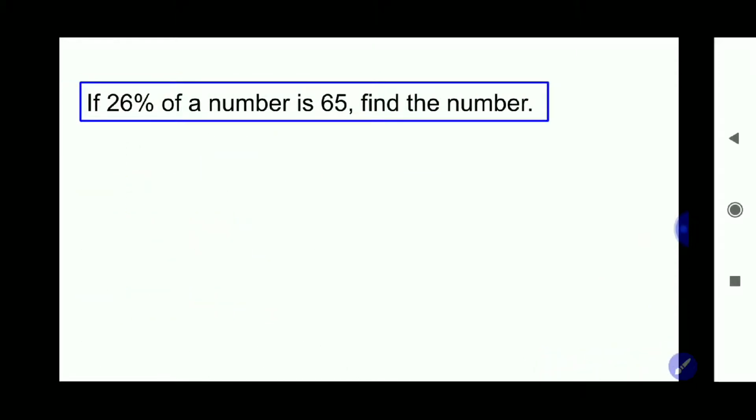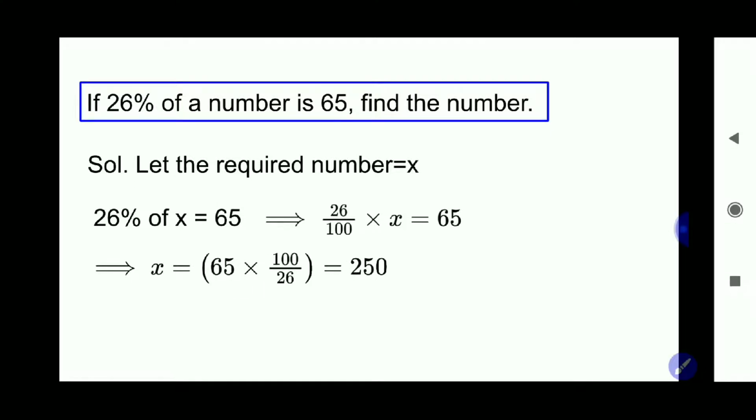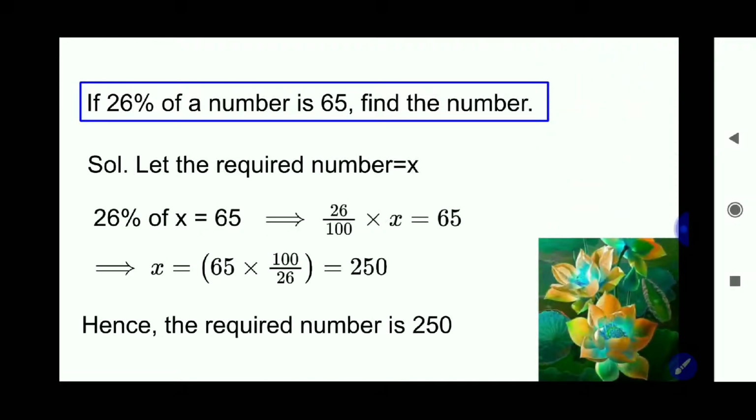If 26% of a number is 65, find the number. We don't know the number. So, let the required number be x. 26% of that number, that means 26% of x is equal to 65. That implies 26 by 100 into x equals 65. Now it's easy. x is equal to 65 into 100 by 26. That is 250. Hence the required number is 250.